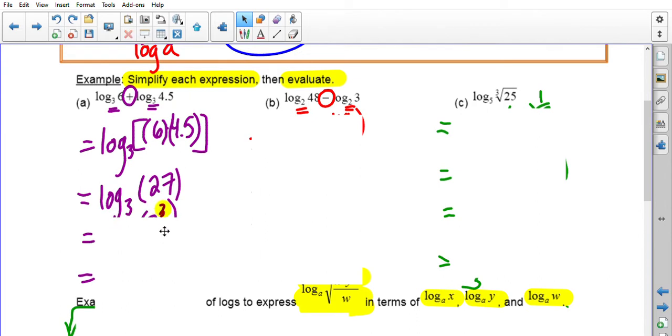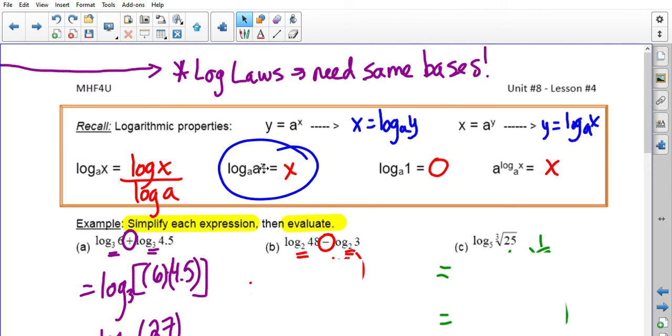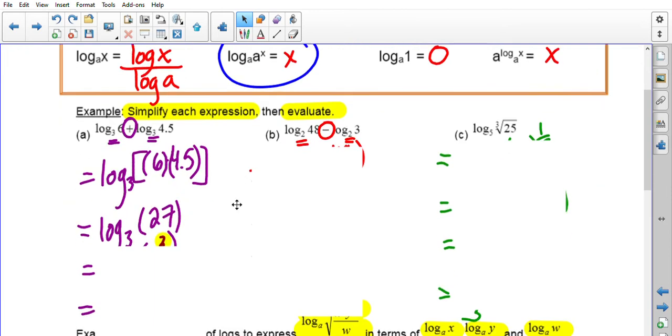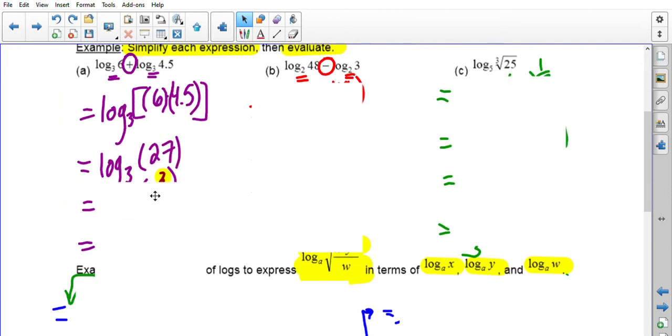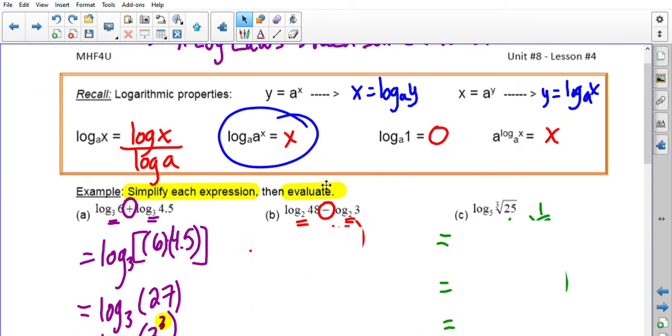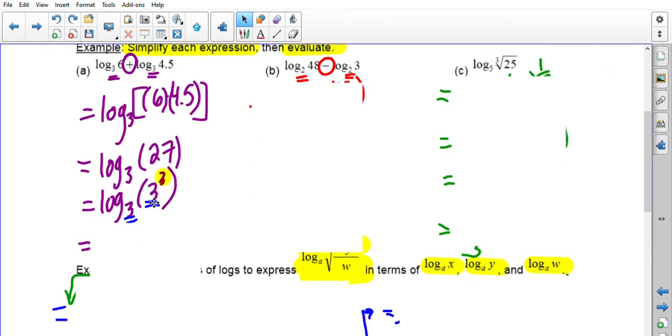And now the next thing you want to do is let's try to rewrite 27 so that we can use this formula here, right? So can we rewrite 27 as 3 to the something? We can write 27 as 3 to the 3. So then we can apply the property right here, property number 2, which says if those two are the same, then the answer is the exponent. So that means the answer to this expression is 3.